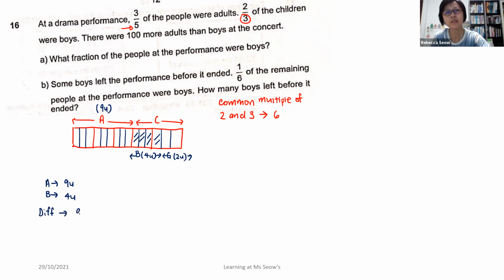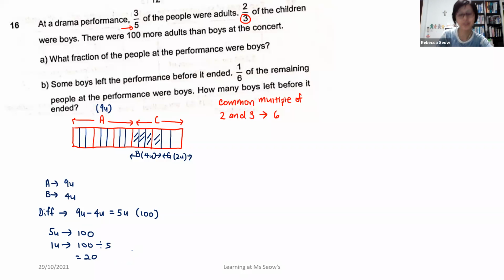So the difference in terms of units will be 9U minus 4U, which is 5U, and this is 100. So we could say that 5 units of people is 100. 1 unit will be 100 divided by 5, which is 20. Okay, we got a one U already.